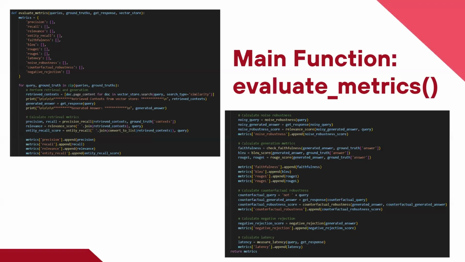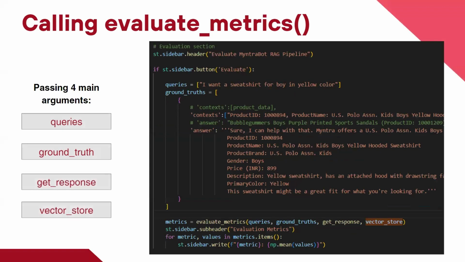It retrieves context from the vector store and generates an answer using the provided get response function. And finally, it calculates and stores the results for precision, recall, relevance, entity recall, and all the other metrics we discussed. The function returns a dictionary containing all the calculated metrics for further analysis. Now let's see how to call the evaluate metrics function from our chatbot.